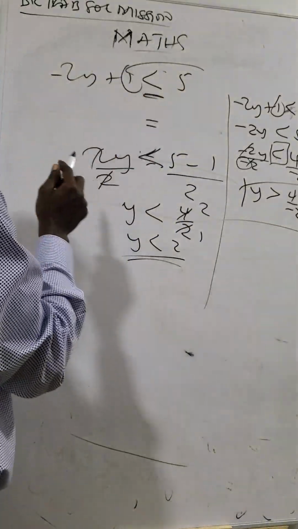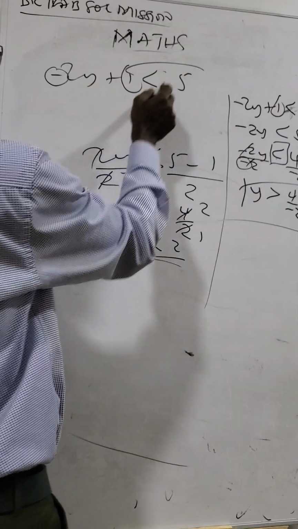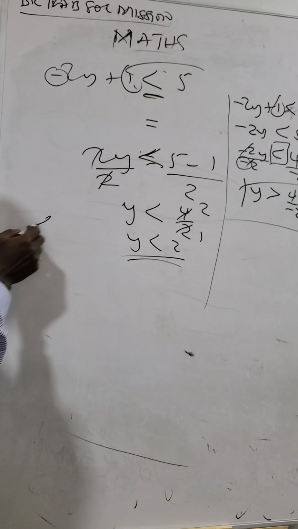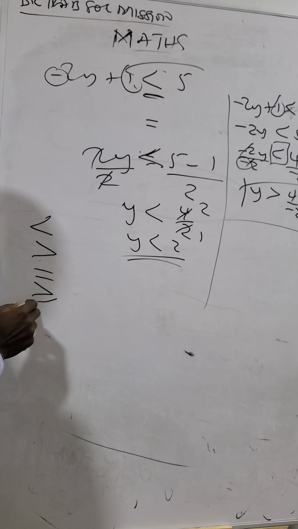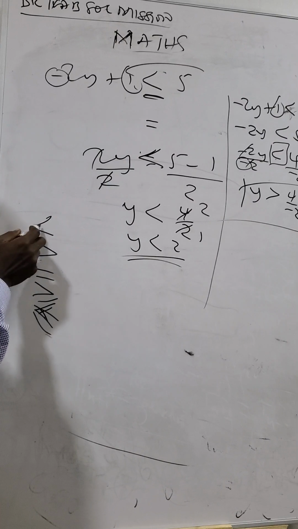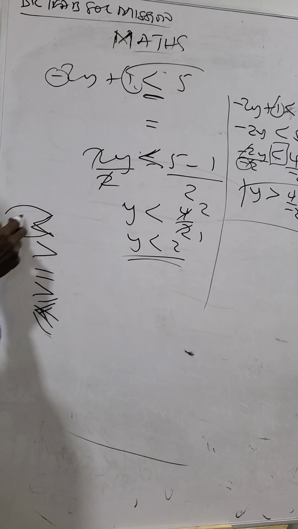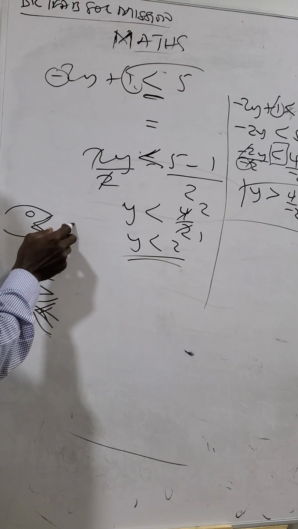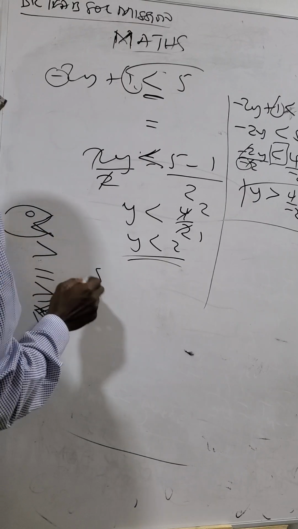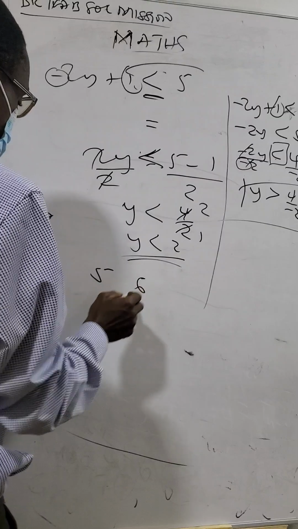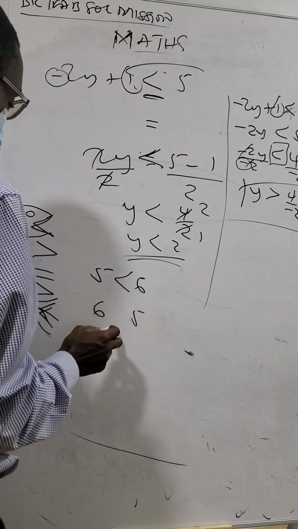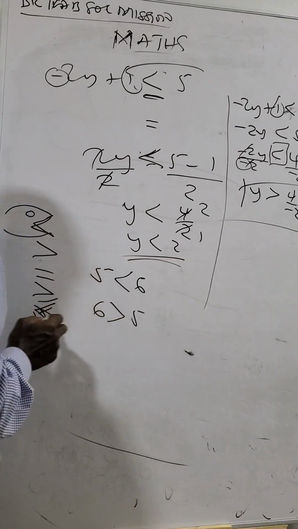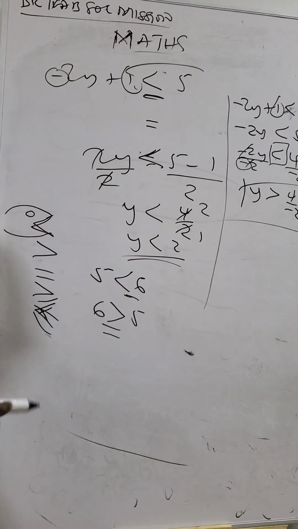Right, so what I wanted to point out is that when you divide by a negative, the sign reverses. When the sign is open like this, it is a fish. The fish will always eat the big fish, the big number. So we have 5 and 6. Which one is bigger? The fish must eat 6. If I make it 6 and 5, which one is bigger? The fish must eat 6 too. Right, so that's simple.